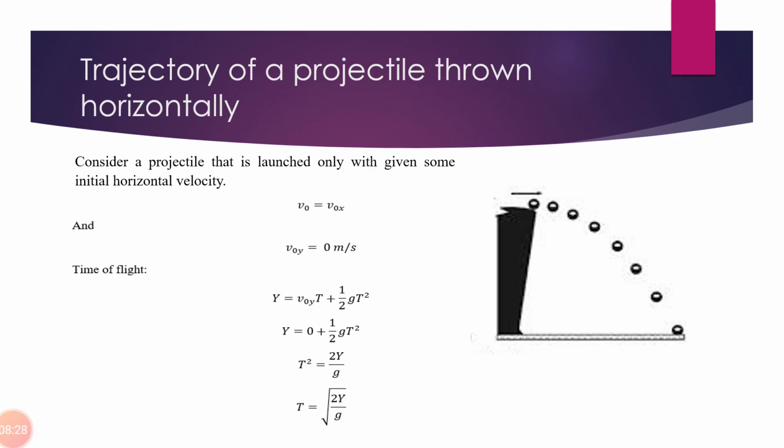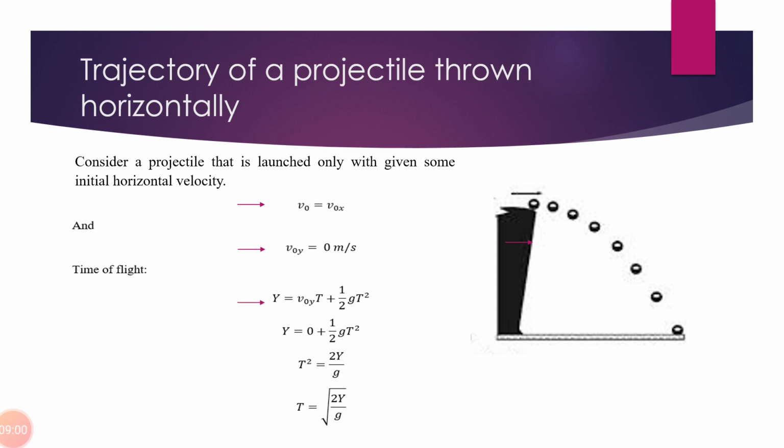Now we want to discuss the trajectory of a projectile which is thrown horizontally. That means that a projectile is given some initial horizontal velocity only. That means that the initial velocity of the projectile is equal only to the initial horizontal component of its velocity. The vertical component of its initial velocity is equal to 0. And now we derive some main features of the trajectory of the projectile which is thrown horizontally.